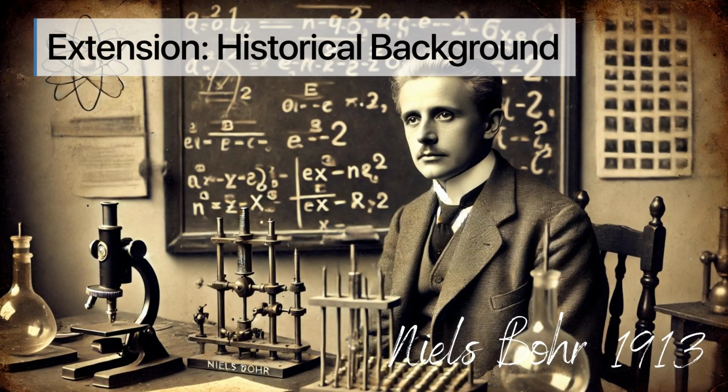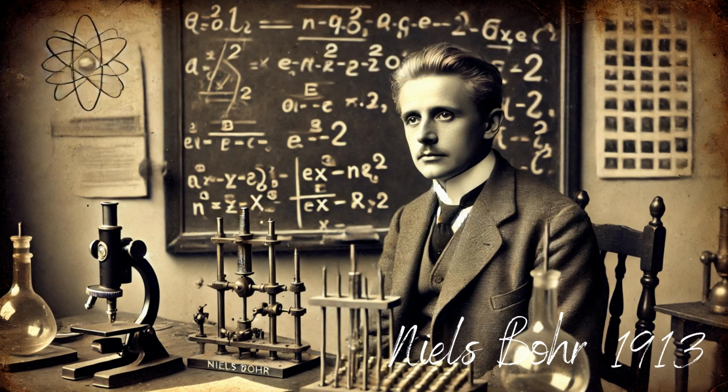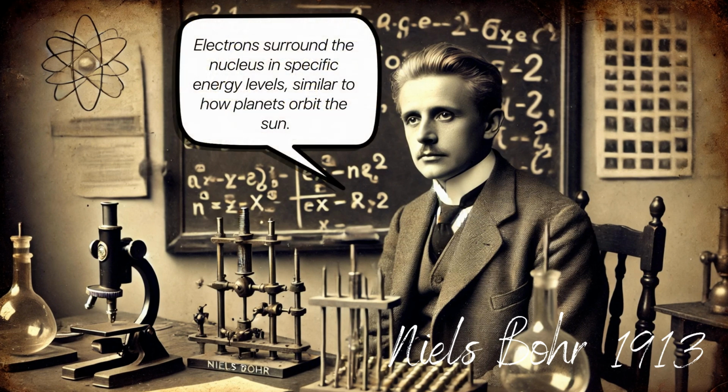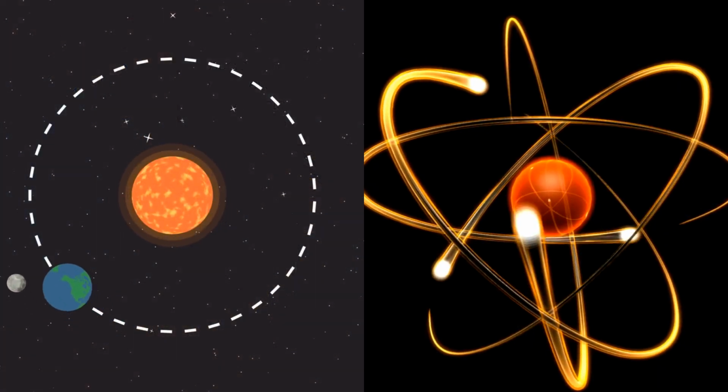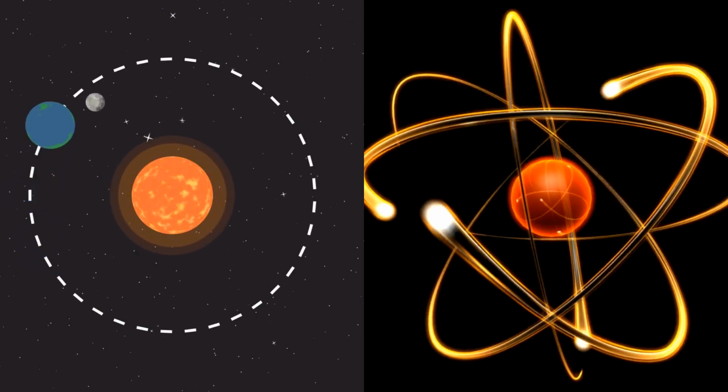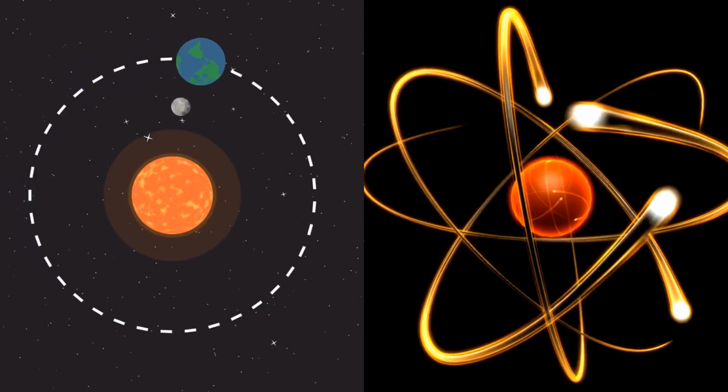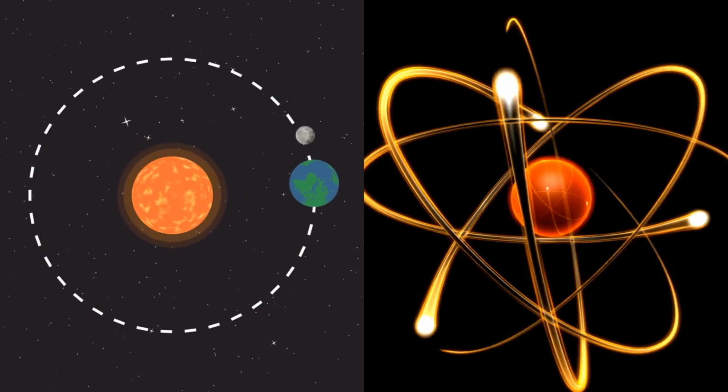Well done! Now, let's look at some of the history behind this lesson as an extension task. Did you know that our modern understanding of electronic structure began with Niels Bohr in 1913? Bohr, a Danish physicist, proposed that electrons surround the nucleus in specific energy levels, similar to how planets orbit the Sun. Let's consider this visually to understand what he meant. On the left of the screen is the Earth orbiting the Sun. On the right-hand side are electrons surrounding the nucleus. Can you see how they are similar?